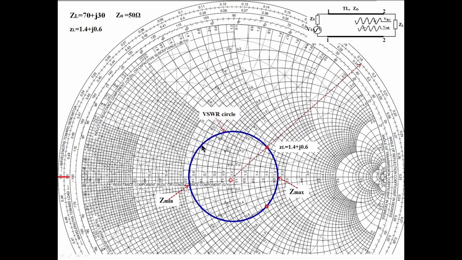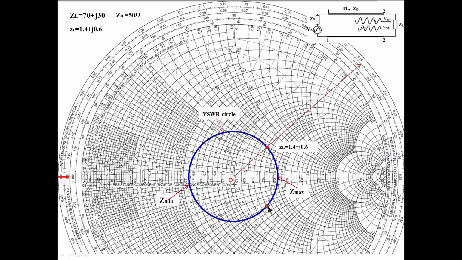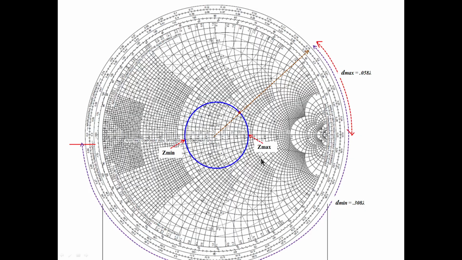Reading the impedance on this circle means reading the impedance on the transmission line. So now, how do we get a distance? For example, I am moving from here.